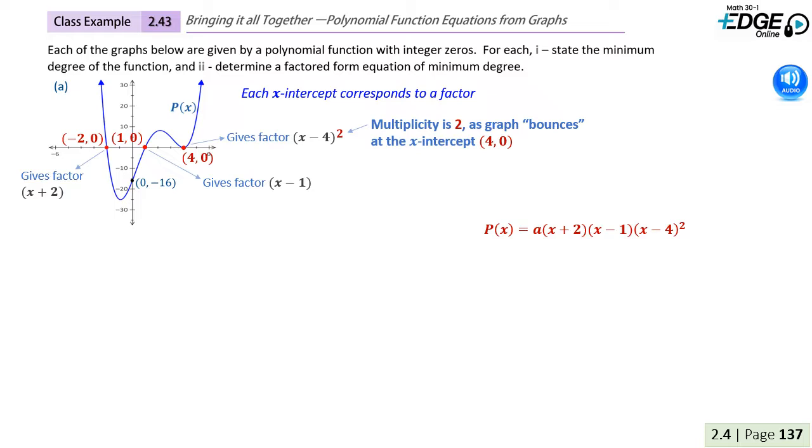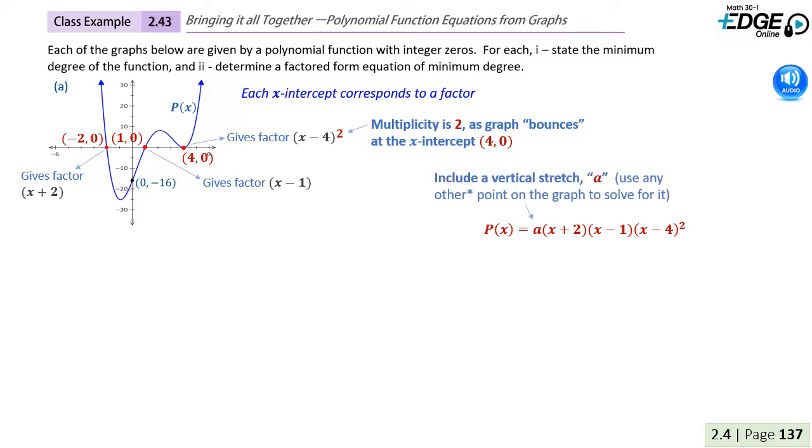In class example 2.41, we would have written this as p of x equals 1 times x plus 2 times x minus 1 times x minus 4 squared. However, we do not want to assume that there's been no vertical stretch, because the vertical stretch will not change the x-intercepts, which means that there are actually an infinite number of different graphs that have exactly the same x-intercepts as the one shown here. The only thing, therefore, that will distinguish them is the a value, that leading coefficient which represents the vertical stretch.